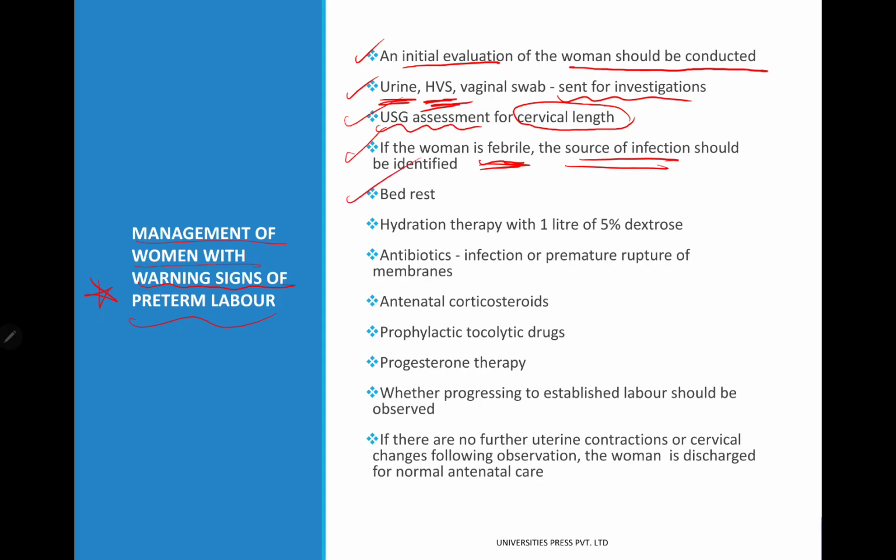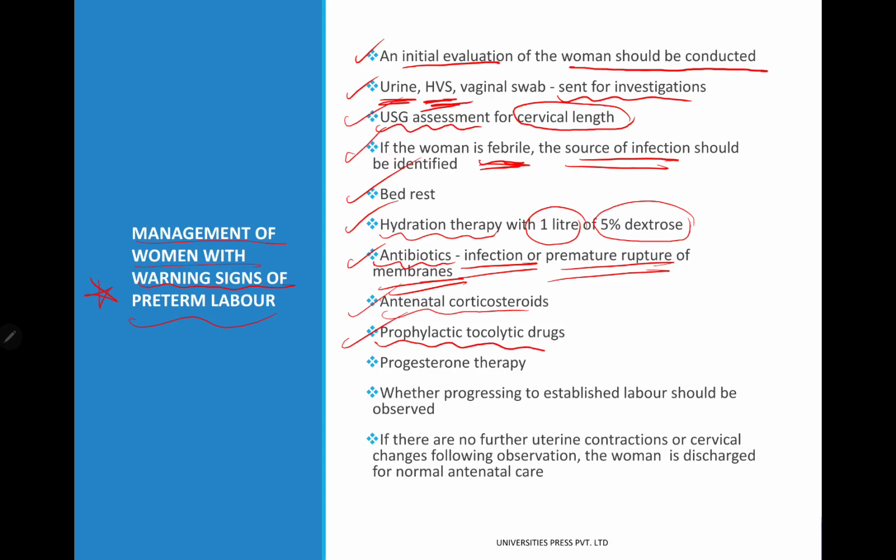Bed rest is important. Hydration therapy with 1 liter of 5% dextrose is given. And then antibiotics for infection or premature rupture of membrane are given. Then antenatal corticosteroids are given. Prophylactic tocolytic drugs are also another important medication we need to give. Progesterone therapy again is important. Whether the woman is progressing to established labor should be observed.